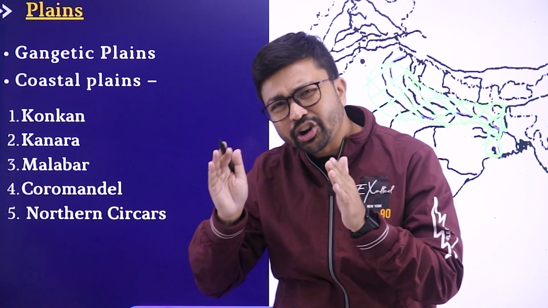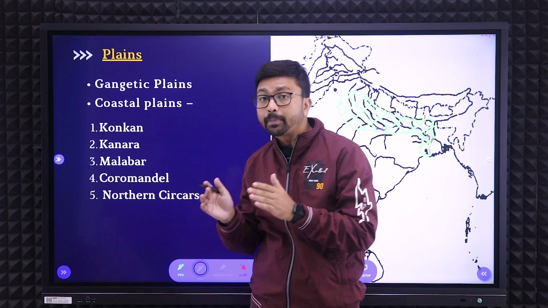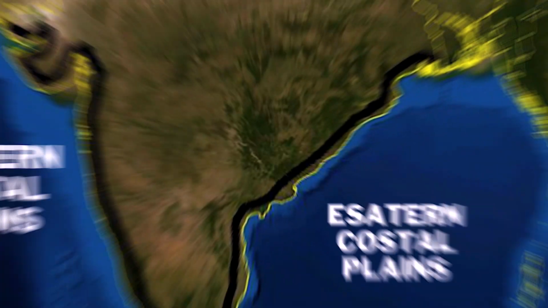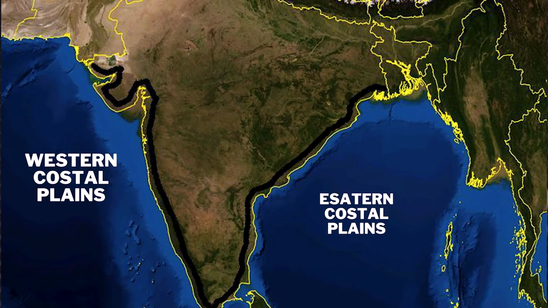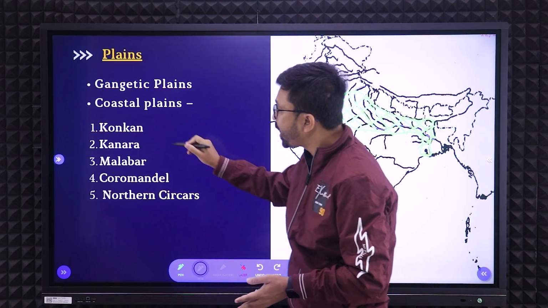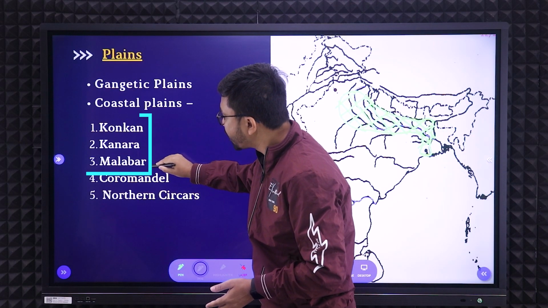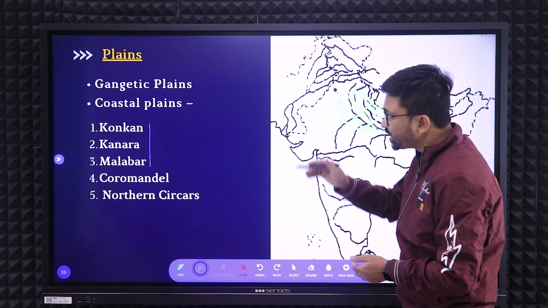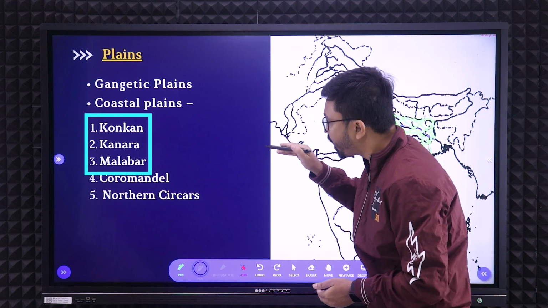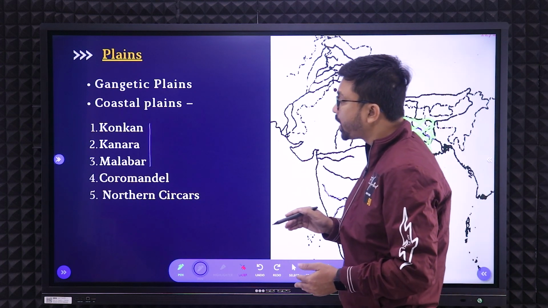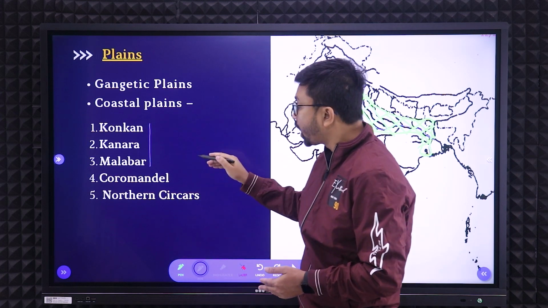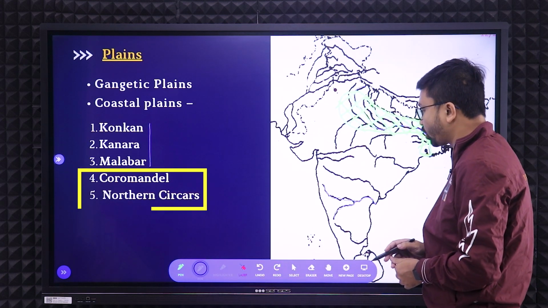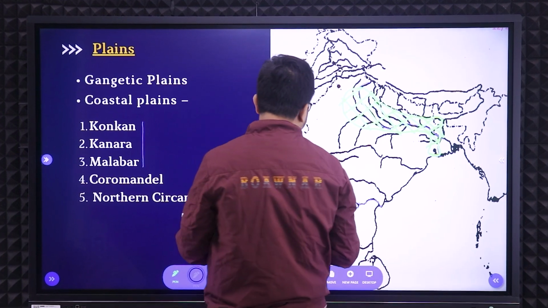Now how will you remember Konkan, Kannada, Malabar, Coromandel and Northern Sarkar? First of all, divide the 5 coastal plains into 2 divisions: the western coastal plains and the eastern coastal plains. The western coastal plains are 3: Konkan, Kannada and Malabar, in that sequence. The eastern coastal plains are 2: the Coromandel coast and the Northern Sarkar coast. So the Krishna river you have to remember.